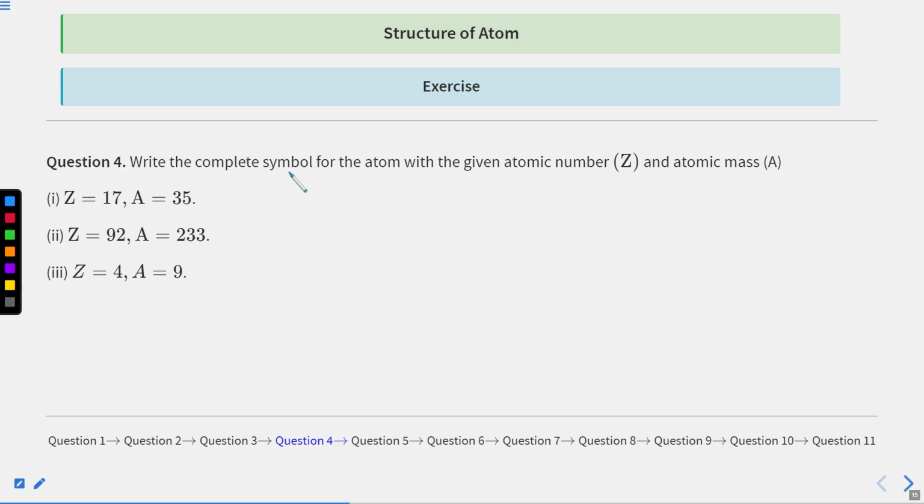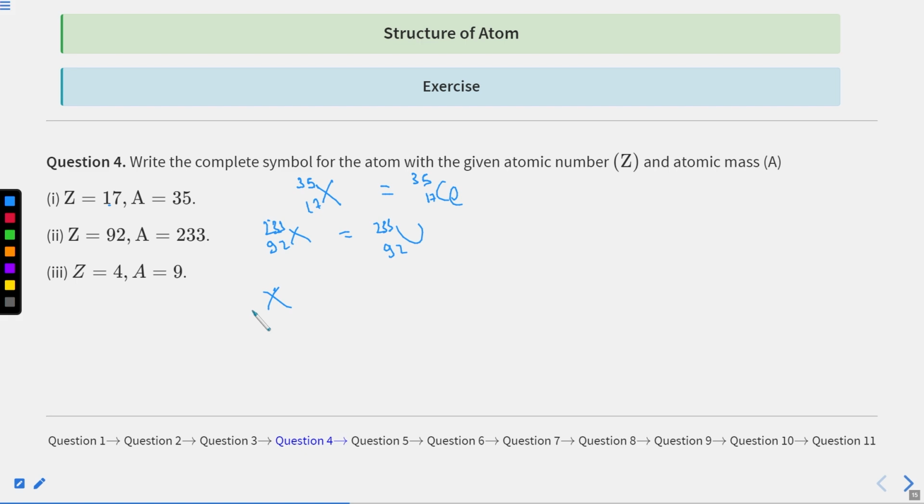Next, write the complete symbol for the atom with the atomic number Z and atomic mass A. So as I have told you right now, we will do it in the same way. The atomic mass is 35, so it will be 35 here and 17. Now if you know about this element, then this is chlorine. Okay, 35 and 17. Here we have, say, 92 and 233. So this is for uranium, I think. So 233 and 92.